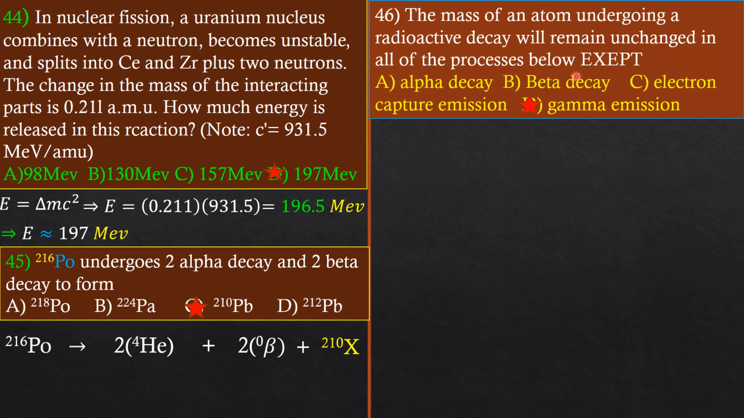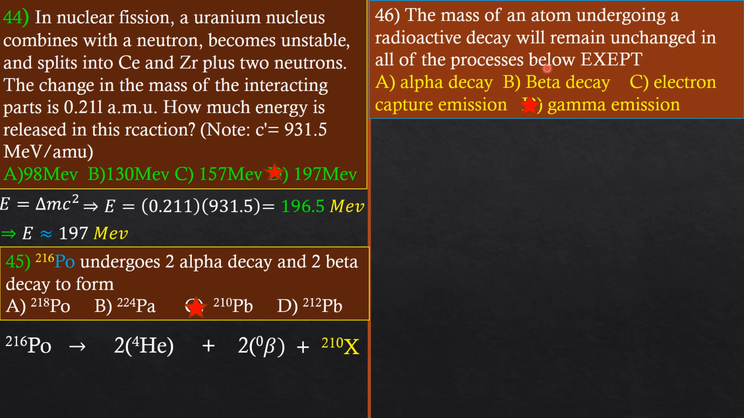A beta emission, guys, leaves the mass unchanged, but the atomic number rather increases by 1. For a gamma emission, guys, everything is held the same, both in the mass and in the atomic number. For the electron capture emission, guys, the same idea applies.